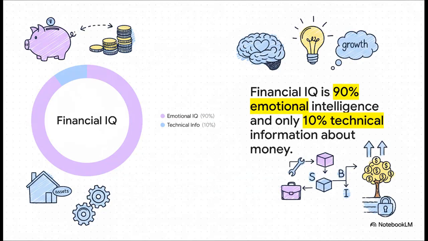So what does it actually take to build a system like that? You might think it's all about being a genius with spreadsheets and market analysis, but Kiyosaki argues that what he calls financial IQ is actually 90% emotional intelligence. It's about handling your own fear and doubt, managing disappointment when things go wrong, and having the guts to take calculated risks. The technical stuff? That's just the last 10%.